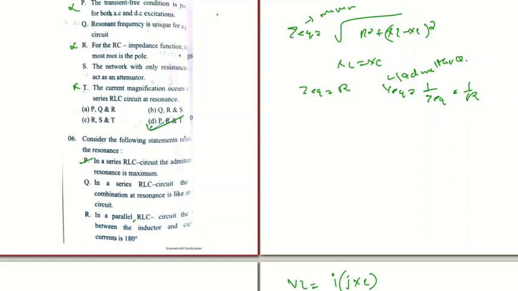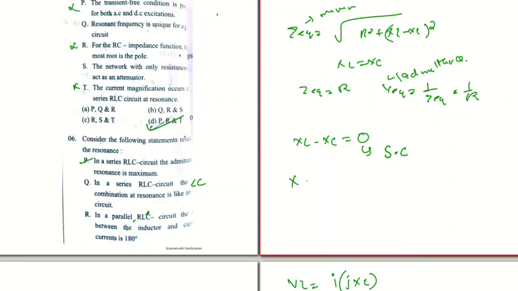In a series RLC circuit, the LC combination at resonance is like an open circuit. We know that at resonance XL minus XC is 0. That means 0 resistance, so it acts as a short circuit, not an open circuit.